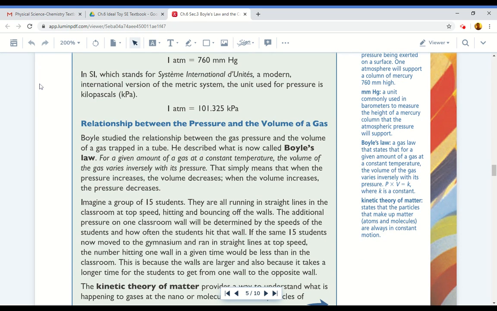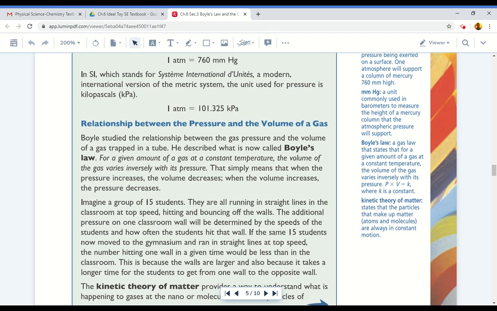In SI, which stands for System International Units, a modern international version of the metric system, the unit used for pressure is kilopascals. 1 atmosphere equals 101.325 kilopascals. And SI is also known as the metric system.